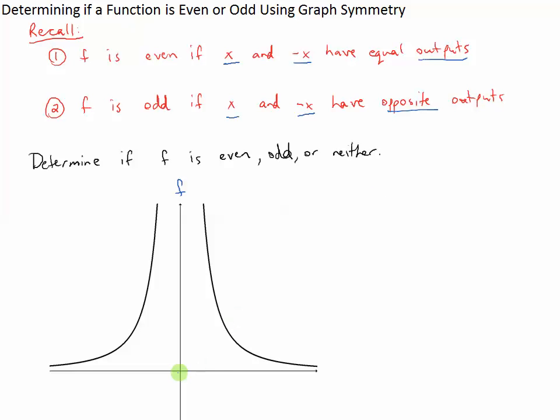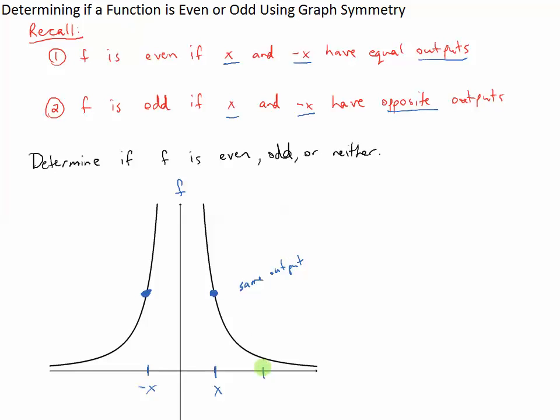So let's locate some random x value like right here. Then of course negative x would be over here. Hope you understand the relationship between x and negative x. And again, my picture's not perfect, but you get the idea. The output for x would be this y value up here. The output for negative x would be this y value up here. And you can see that those two points have the same y value. Same output.